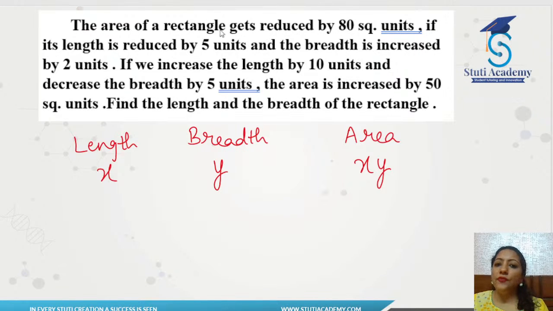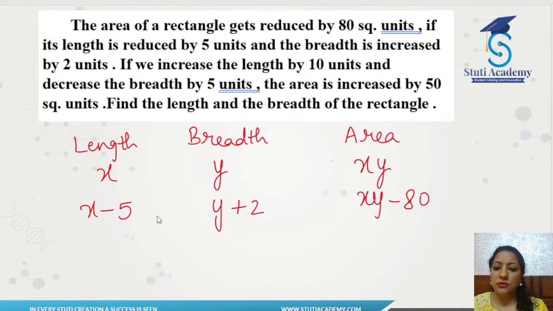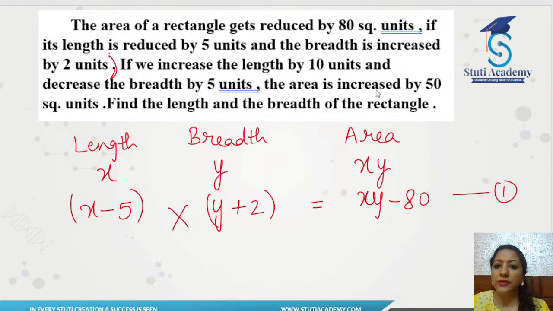Now, the area of the rectangle gets reduced by 80 square units if the length is reduced by 5 units and the breadth is increased by 2 units. So, that's the first case. If we reduce the length by 5 units and we increase the breadth by 2 units, we are going to get the area here as xy minus 80. Why? Because it's given to us the area of a rectangle gets reduced by 80 square units. This is the first case. Only this much we've done till here. I have not read the question further.